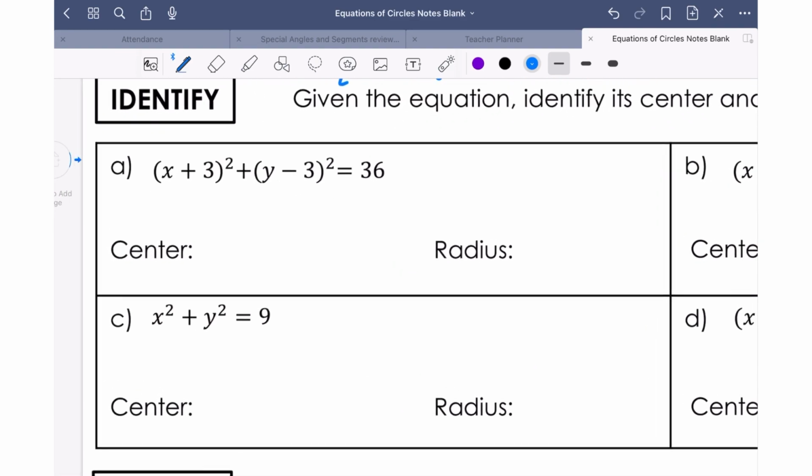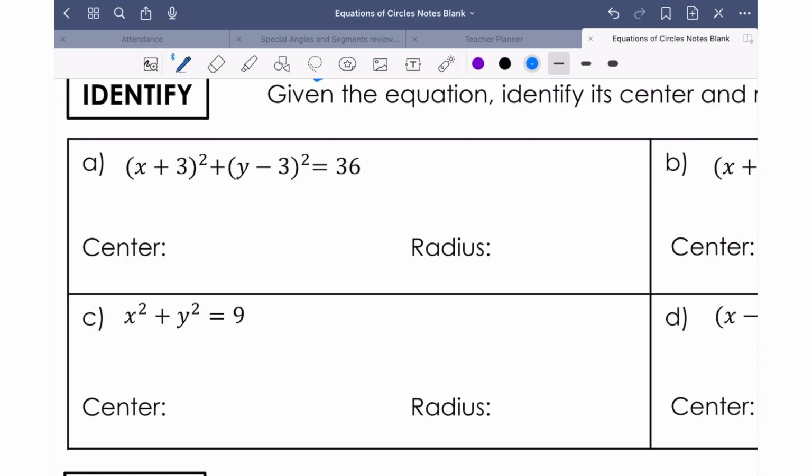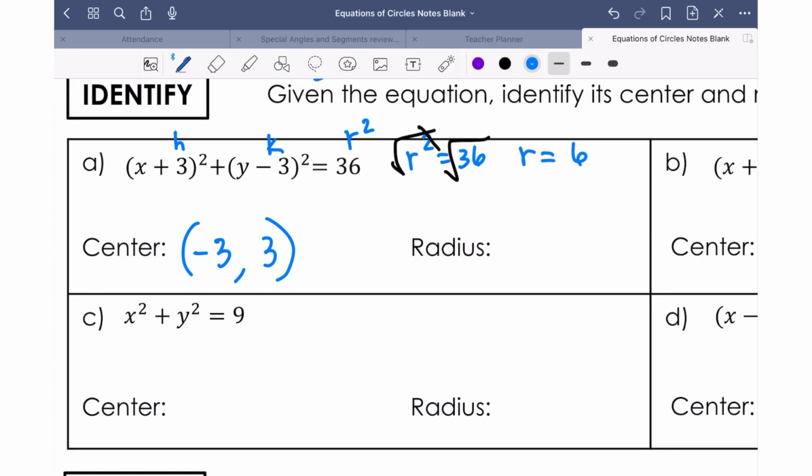All right, now the next part of the video is you just looking at the equation and telling me what is the center and what is the radius. So I'm going to do the first one. What is the center here? This is H and this is K, but if it's a positive, that means your H is negative and your K is positive. And what is the square root of 36? Because remember, this is r squared. So r squared equals 36. And the way you undo a squared, how do you undo a squared? Square root. So what is the square root of 36? 6. So my radius is 6.